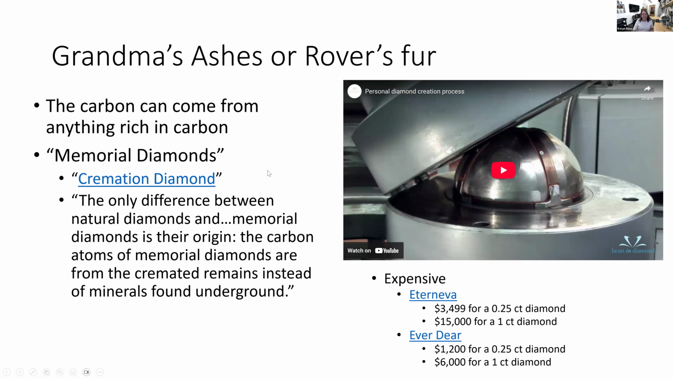But basically, these are called memorial diamonds. And so you can seriously take some fur from your pet and make a diamond out of it. You can take your grandma's cremains and make a diamond out of it. The only difference between natural diamonds and memorial diamonds is their origin. The carbon atoms of memorial diamonds are from the cremated remains instead of minerals found underground.